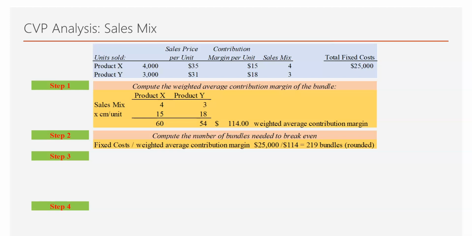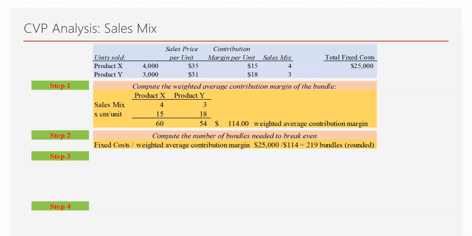Now, I'm going to take that weighted average contribution margin, and that is going to give me my break-even number of bundles. So I'm going to take my fixed cost of $25,000, divide that by my weighted average contribution margin of 114 to give me 219 bundles. And it's actually a little bit less, but we're going to round it up to the next highest bundle.